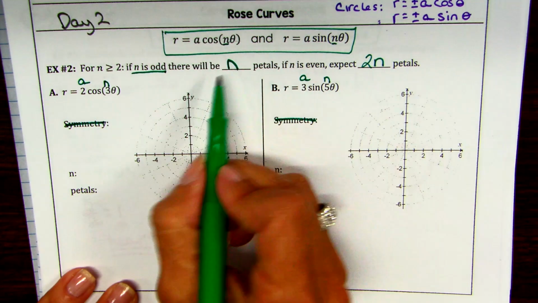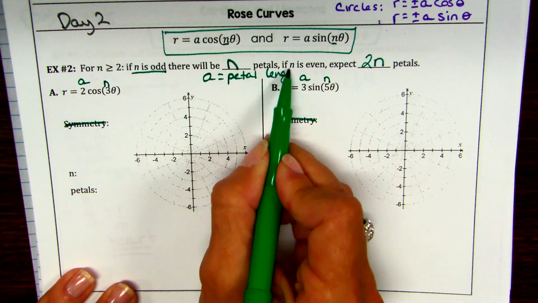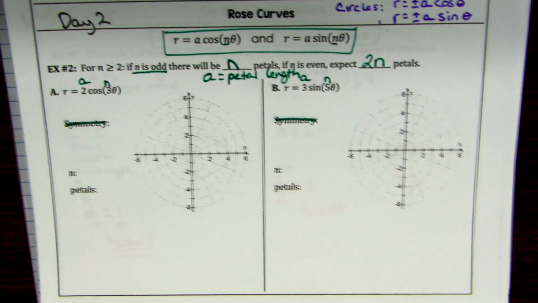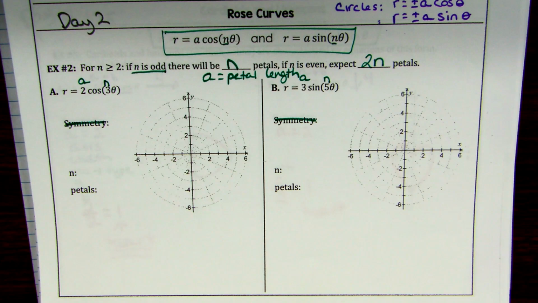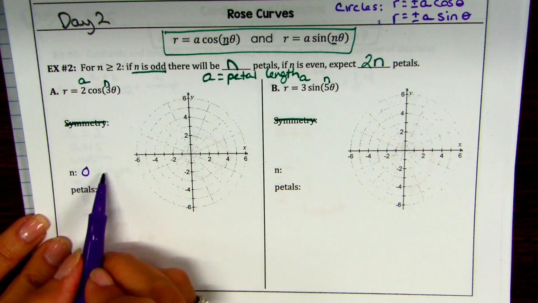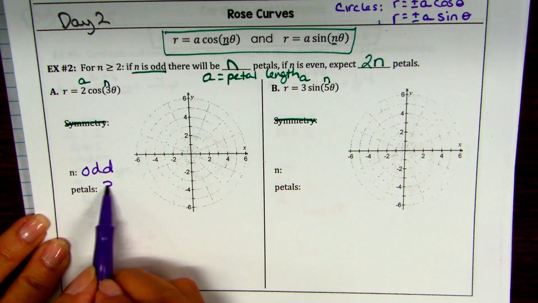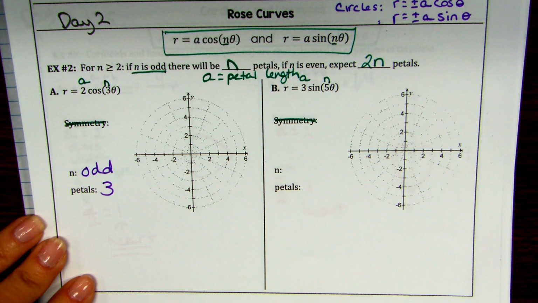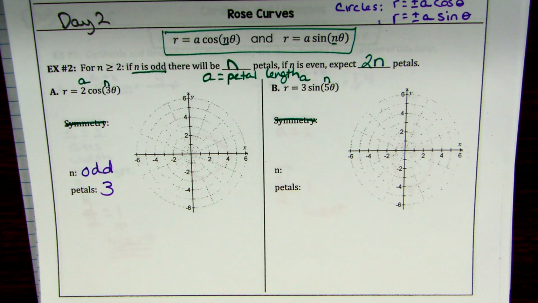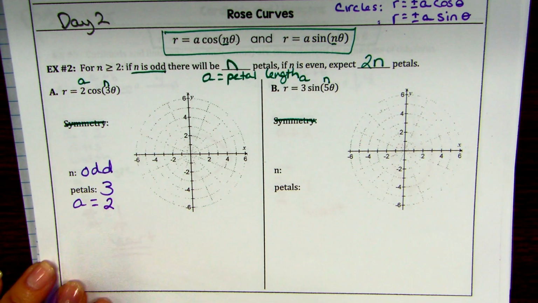A, in both situations, is petal length. Now, looking at this first one, we have an n of 3. N is odd. And whenever n is odd, you'll have that many petals. So we're going to have a graph with 3 petals. And when I say petals, I mean it looks like a flower, okay? A flower with 3 petals coming off of it. And the length of each of those petals will be 2.